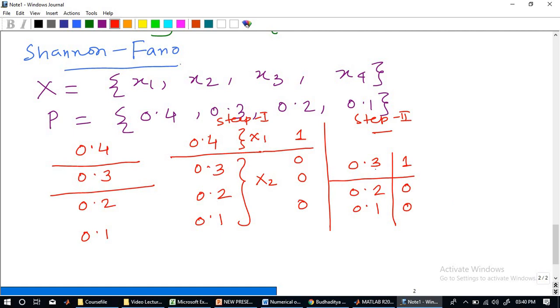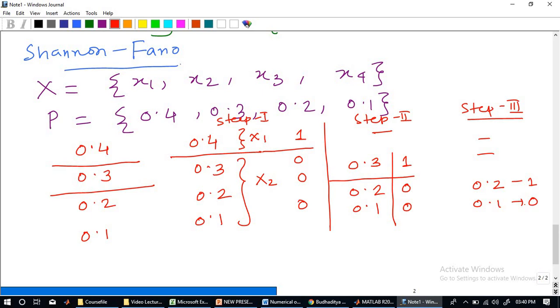Again, I will stop here with 0.3 because it is only one element in this set, so we cannot go further. Step 3 will only have 0.2, which is element 1, so we will put 1, and 0.1 to be element 0. I will repeat it once again.